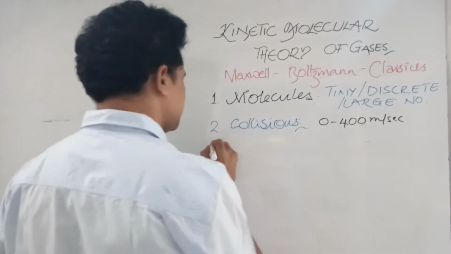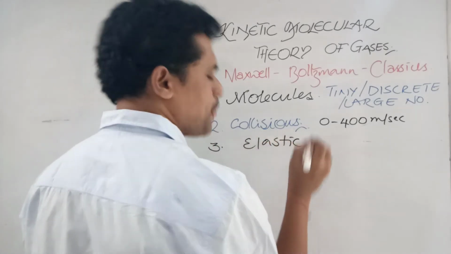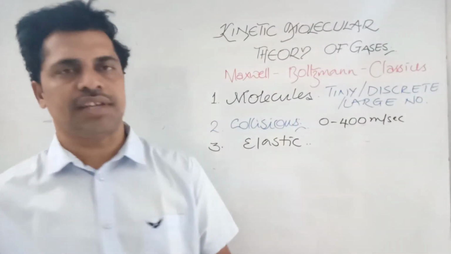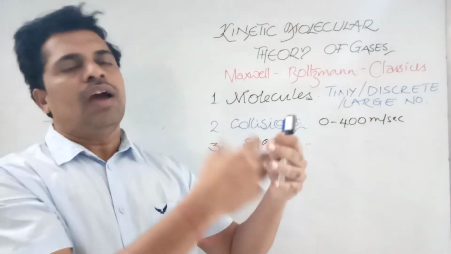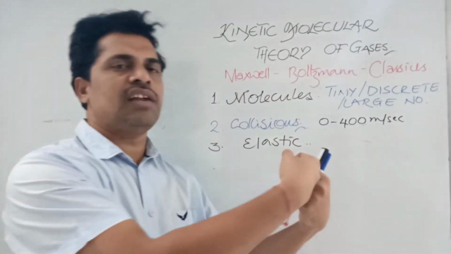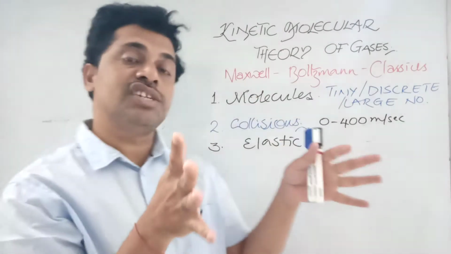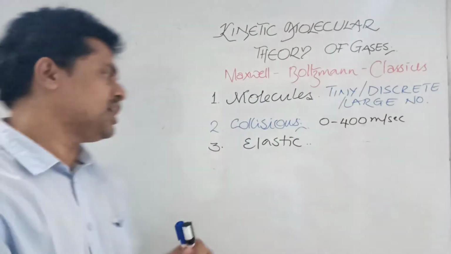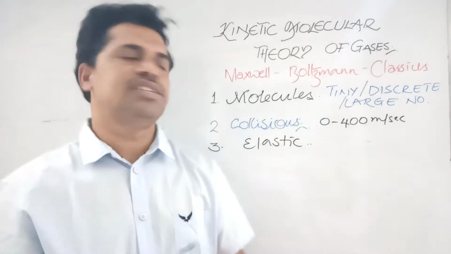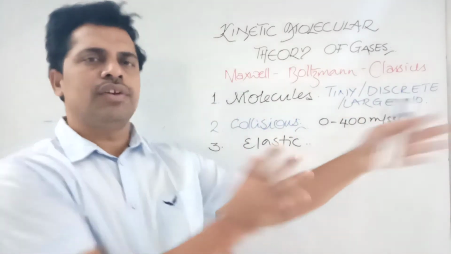The next point is elastic. These molecular collisions we call elastic collisions. What is the meaning of elastic? When the collisions are happening, some energy of the first molecule can be transferred to the second one, or the second molecule's energy can be transferred to the first one. Energy transfer can happen, but overall energy is going to be constant. That we say elastic collisions. So there is no net loss in the energy. That's why we call them elastic collisions. Energy can be transferred from one molecule to another molecule.